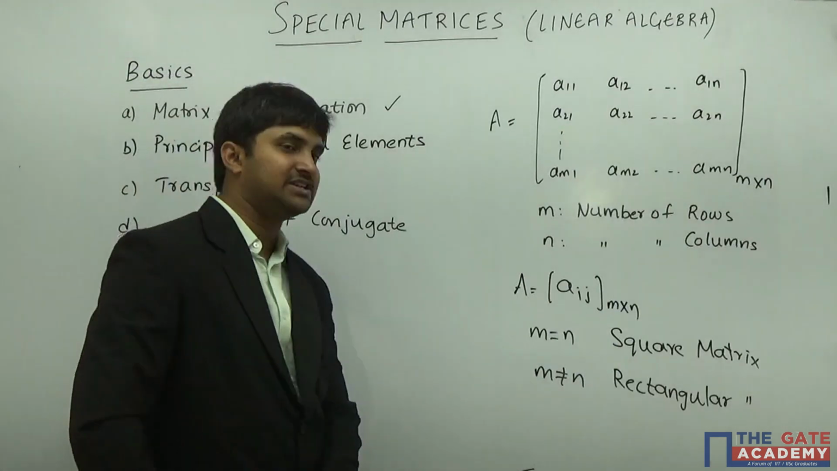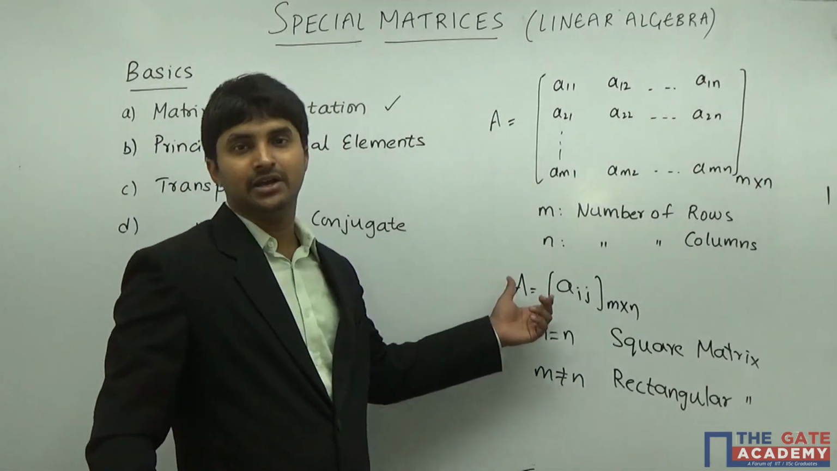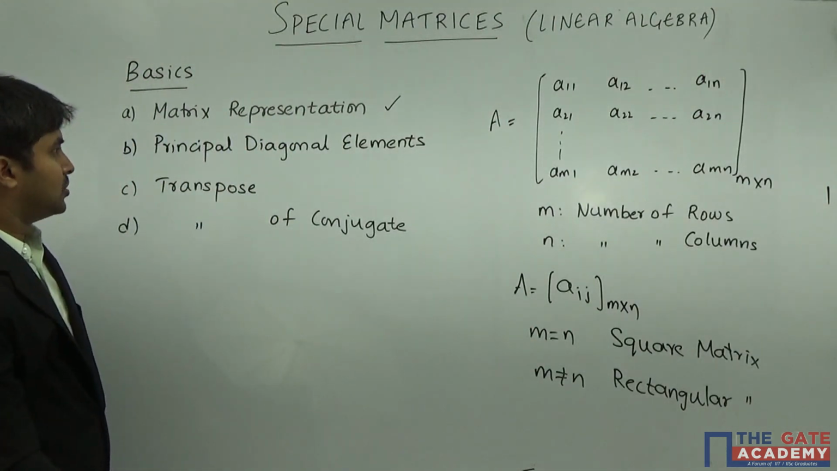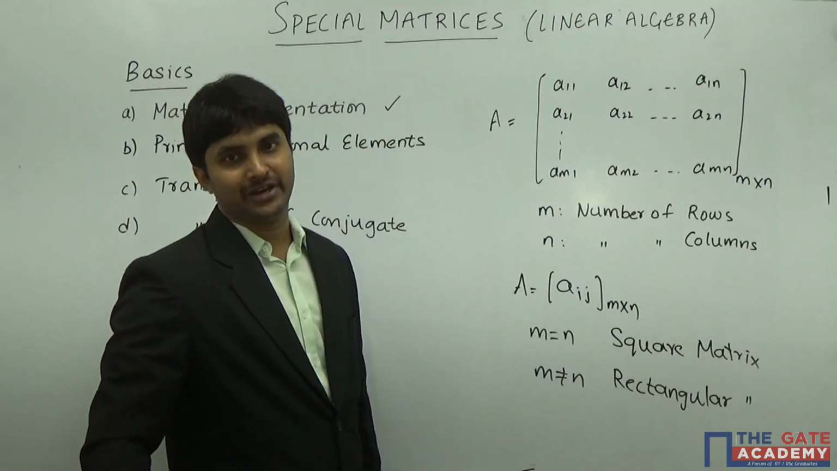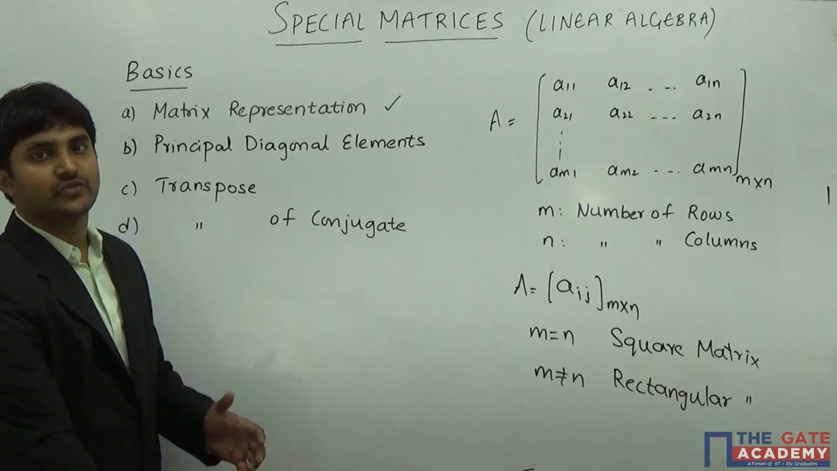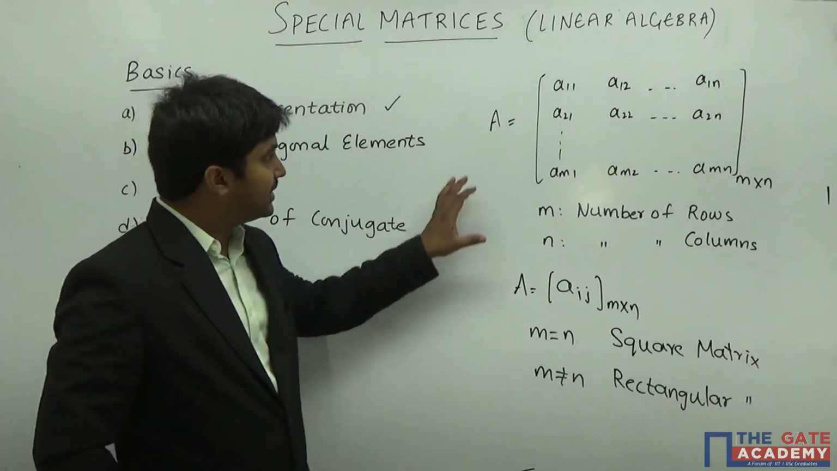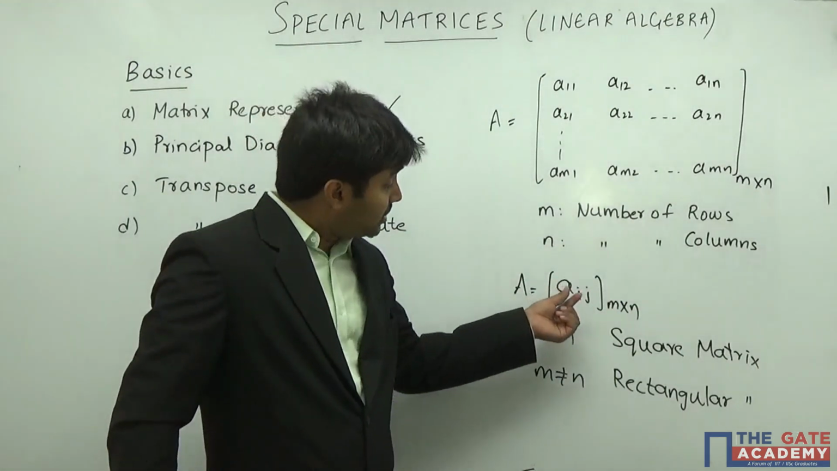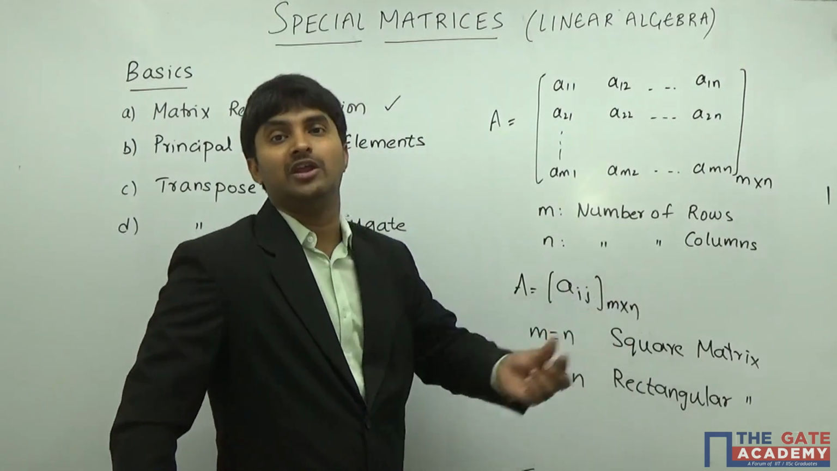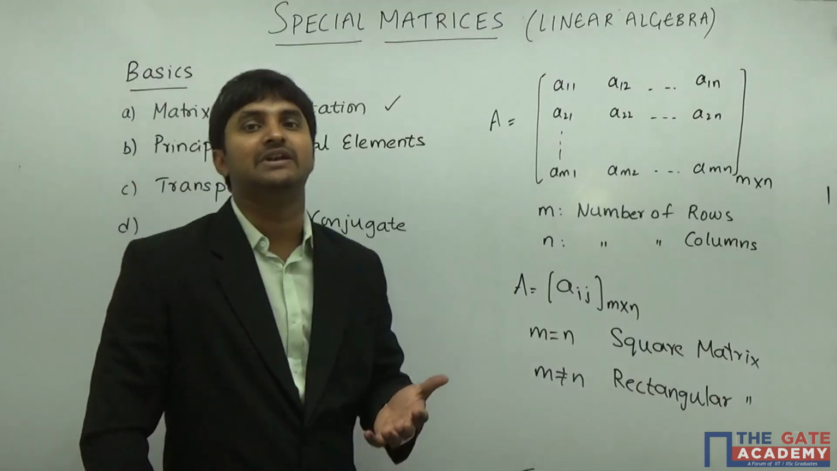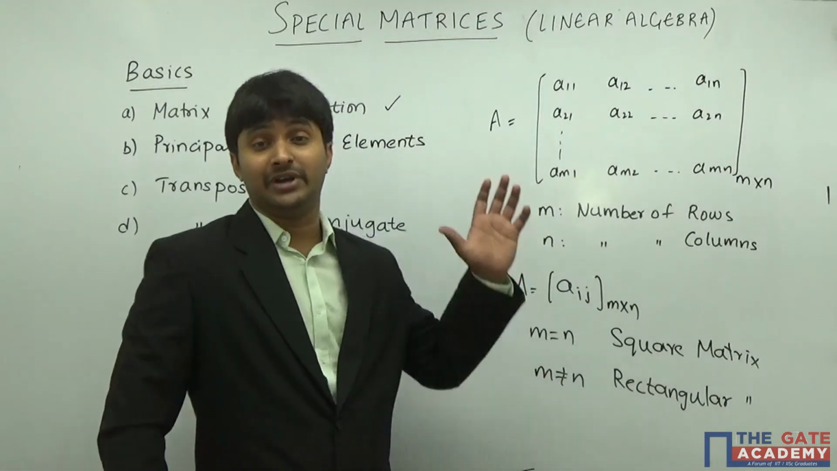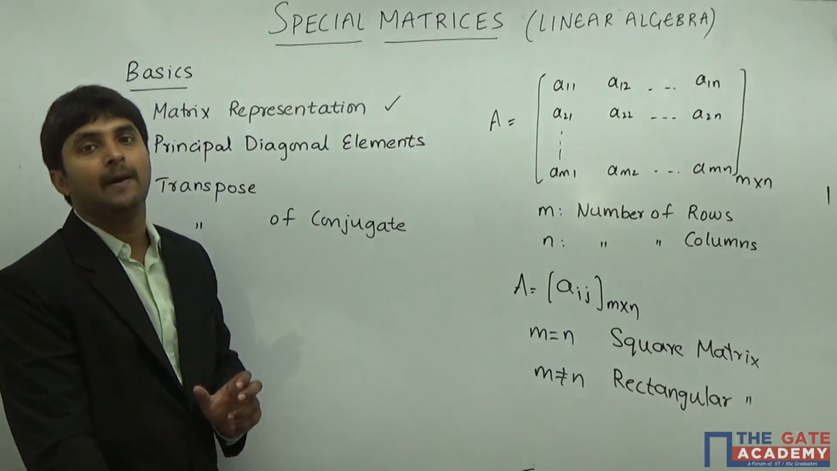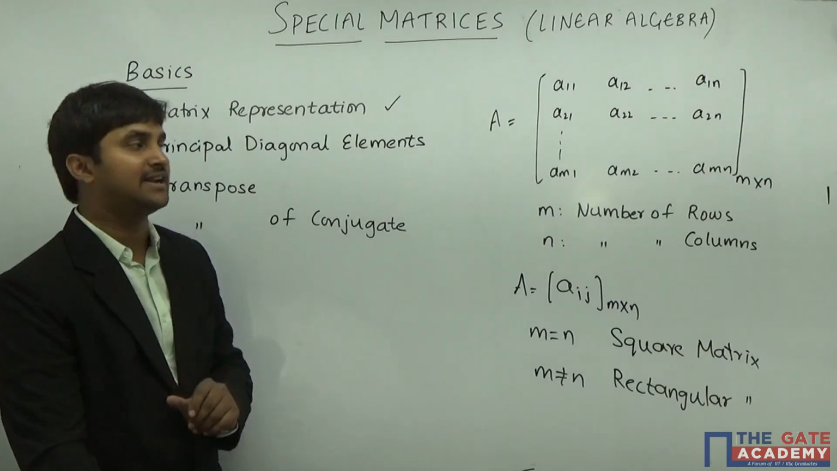Every time we take an example, we consider a capital letter A to represent a particular matrix. Now, what are the principal diagonal elements of a particular matrix? We have seen that a matrix A can be represented as Aij of order m by n. The elements where the row number is equal to the column number are what we call the principal diagonal elements of the matrix.